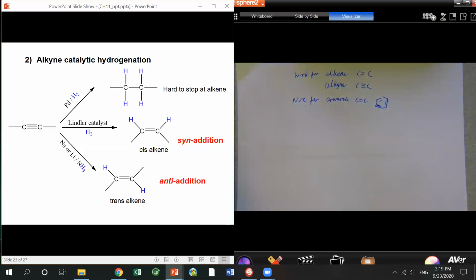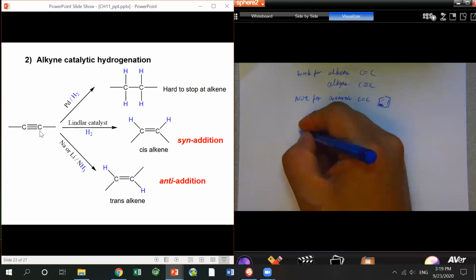How about alkyne? Alkyne is a pretty interesting case, where if we use the same reaction conditions, even if we try to control the amount of hydrogen, we cannot stop at only one pair of hydrogen. Quickly, it will give you the saturated alkane. The reason for that is the C-C double bond is easier to reduce than the C-C triple bond.